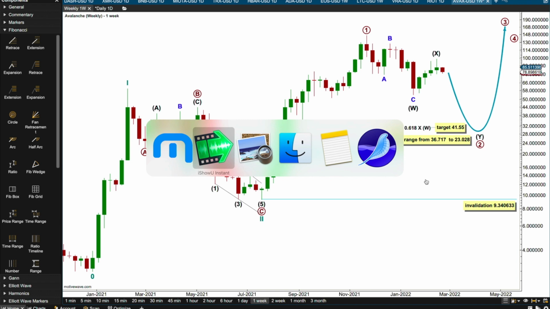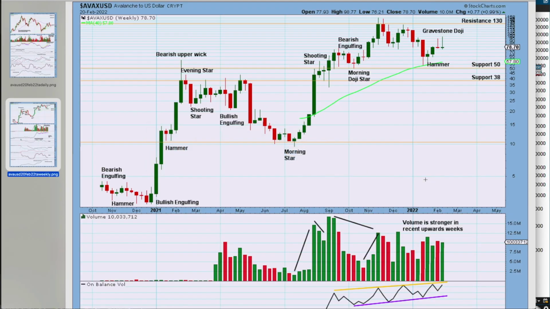Let's jump over to some classic analysis and have a look. I've already prepared these charts. Here's a weekly chart for Avalanche from its inception down here to the last completed weekly candlestick. I've noted all of the bullish and bearish candlestick reversal patterns which are occurring in the context of a trend on this chart so that we can see how reliable they are.